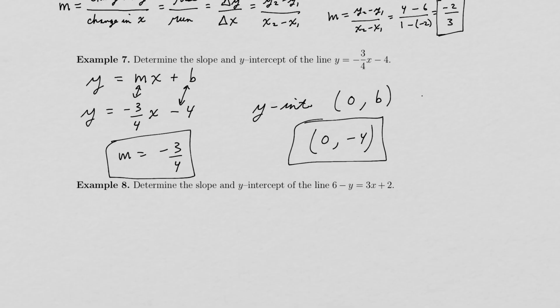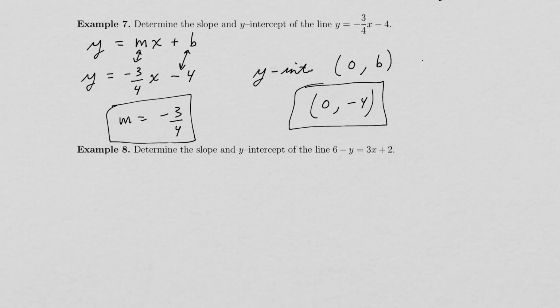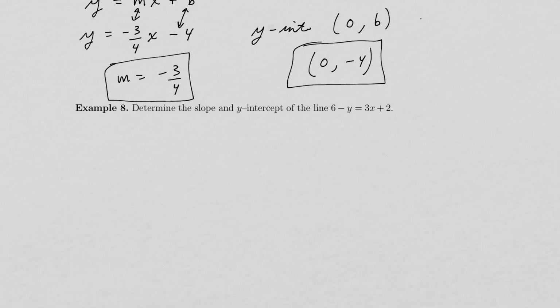Okay, so if it isn't in that form, you just put it in that form, right? So in the next example, determine the slope and y-intercept of this line. So put it in the form y equals mx plus b. In other words, how do I do that? I need to solve this for y. So I'll get rid of the 6. So I have -y is equal to 3x minus 4. And then I need to get y, not -y, but y. So I would need to divide both sides by -1.